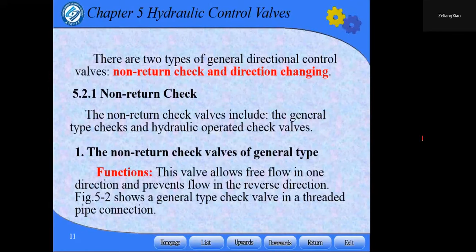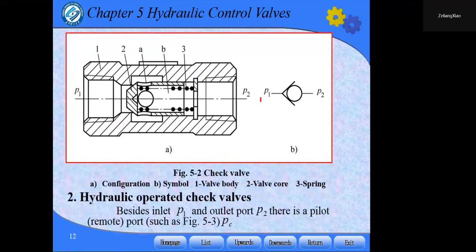For the one-way check valves of a general type, the function of this valve is to allow free flow in only one direction and prevent flow in the reverse direction. So it can only go through in one direction and can't go through in the opposite direction. In the lecture, figure 5.2 shows a general type check valve in 3D. You can see this picture.